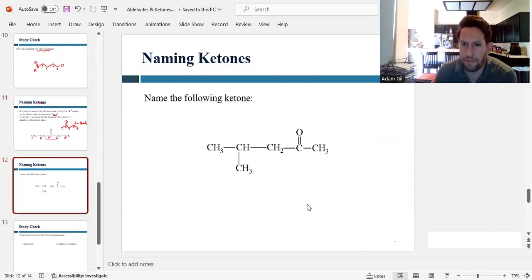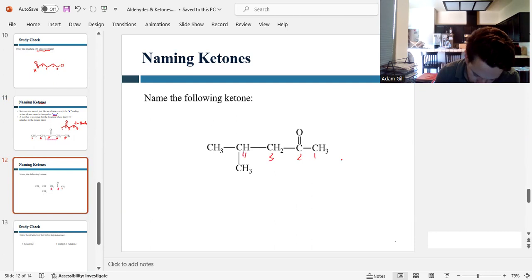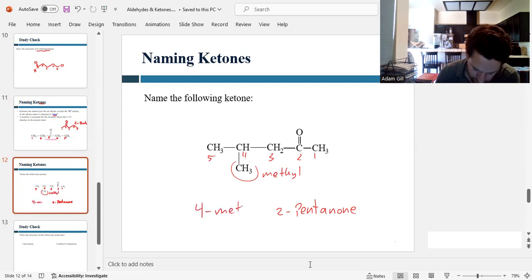Now let's try to name this one. We want to number it, and we want to have the lowest number possible for the ketone. So 1, 2, 3, 4, and 5. So that's going to be pent and one. And the carbonyl is at carbon 2. So that's 2-pentanone. And then it looks like we have a methyl group here at carbon 4. So 4-methyl 2-pentanone.